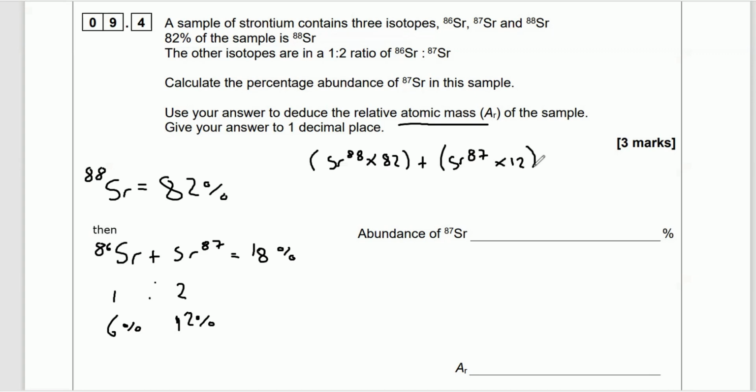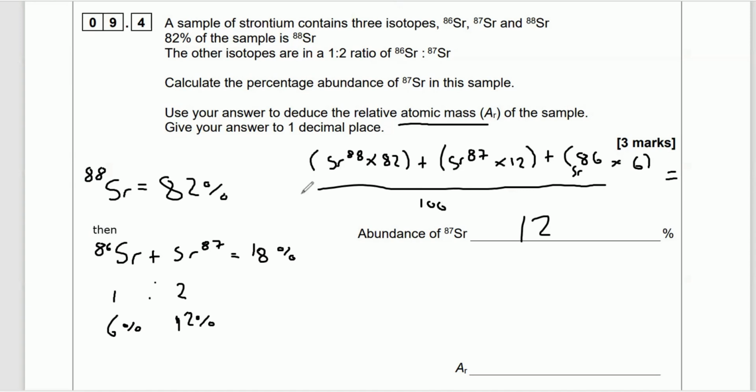So 88 times 82 plus 87 times 12 plus we want 86 times 6. Oh, let me just write our abundance is 12% there for 87 in the right place. There we go. Well, that was the first mark we needed. So now we're going to do 86, just squeezing it in here around these 3 marks, times 6, and we want to divide that all by 100. That is going to give us our final answer of 87.76. And then we round that down here, as it says, round to 1 decimal place.